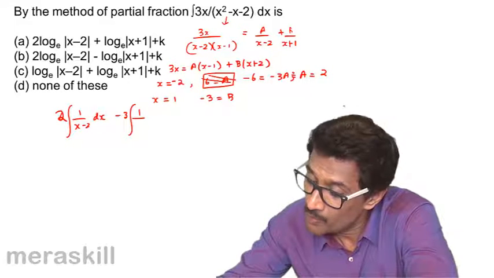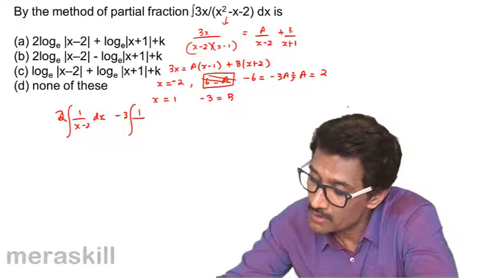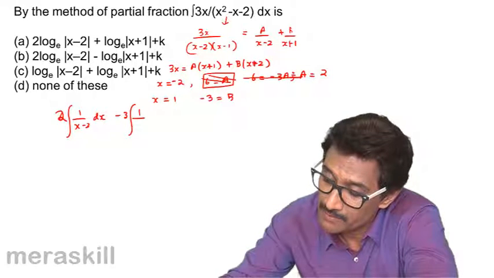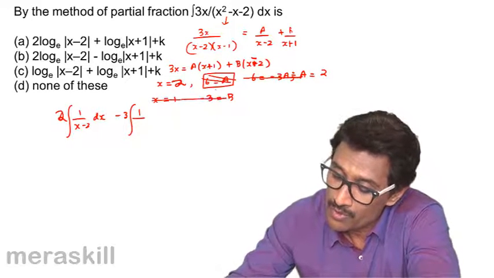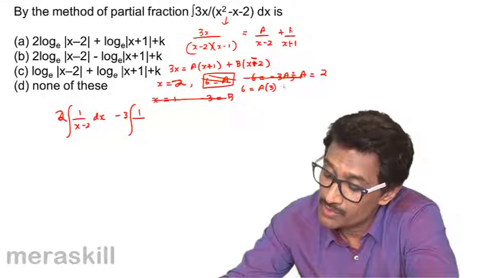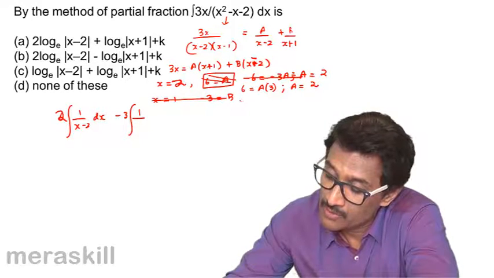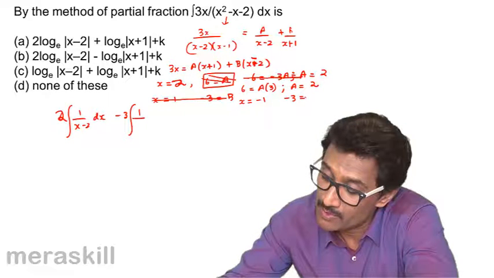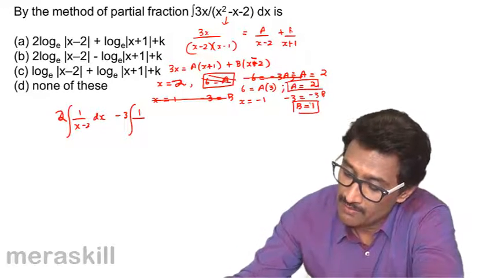Again we have made a mistake. It should be (x plus 1)(x minus 2). So we need to take x as 2 only. Sorry, we made a mistake here. With x as 2, we get 6 equals A into (2 plus 1), 3A, plus B into 0. Hence A will turn out to be 2 itself. And suppose x turns out to be minus 1. In that case, minus 3 equals minus 3B. So B will turn out to be 1. So A is 2 and B is 1.